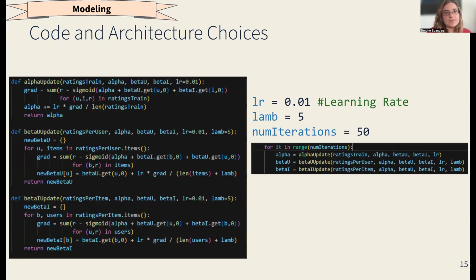Okay. So here is our code that we used to compute the features and train the model. This is what we did for getting the user item biases, which is exactly what we had gone over in class. We're using an iterative method that continually updates the user and item biases. With this, we had a learning rate of 0.01, a lambda regularization of 5, and we iterated this update 50 times.